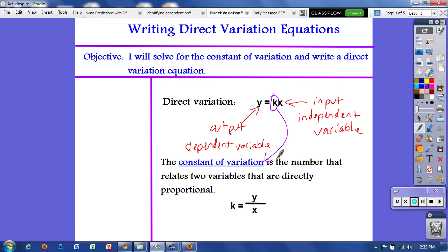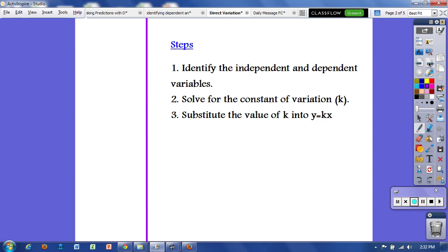And constant of variation is the number that relates two variables that are directly proportional. And the equation for just finding k would be y over x. Alright. So if we look at steps to solve these types of problems, first you're going to identify the independent and dependent variables, which is what we did in class today.